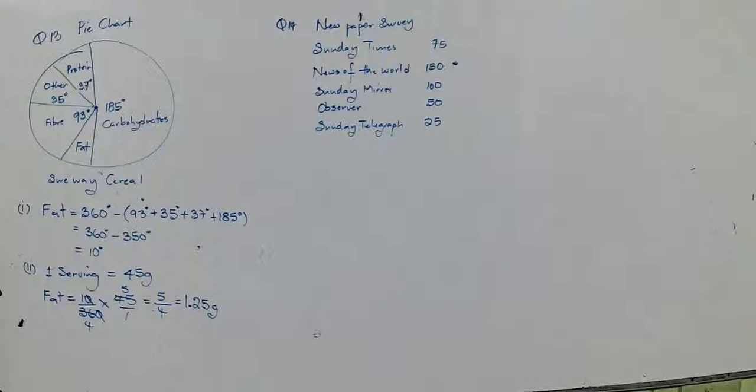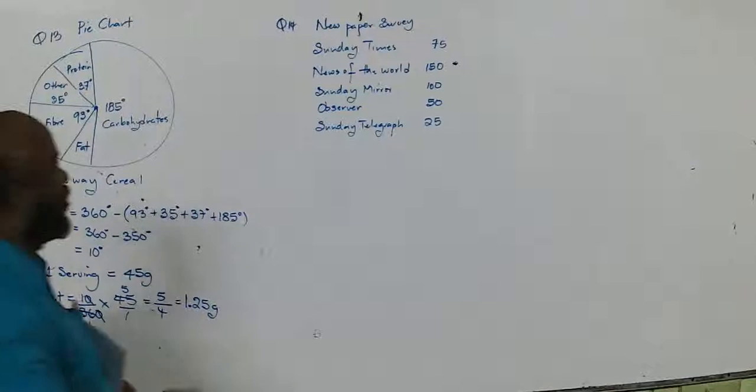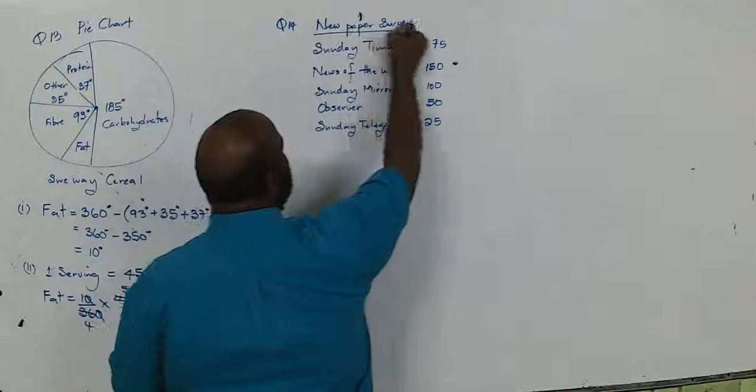The table gives some data from a newspaper survey. People were asked to choose one of the listed Sunday papers they prefer to read. Draw a pie chart to show the findings. So we need to draw a pie chart to show the findings of this newspaper survey.